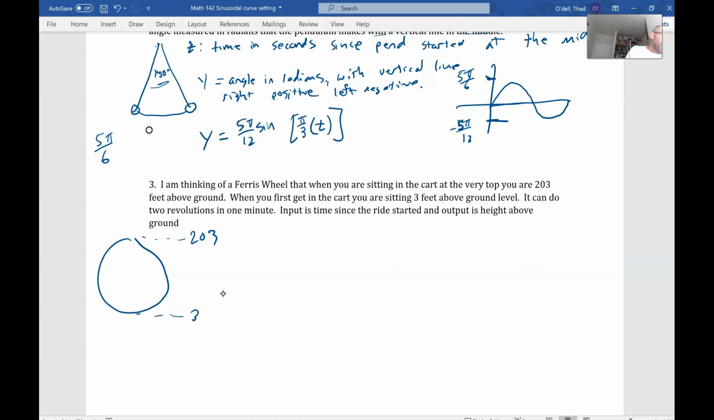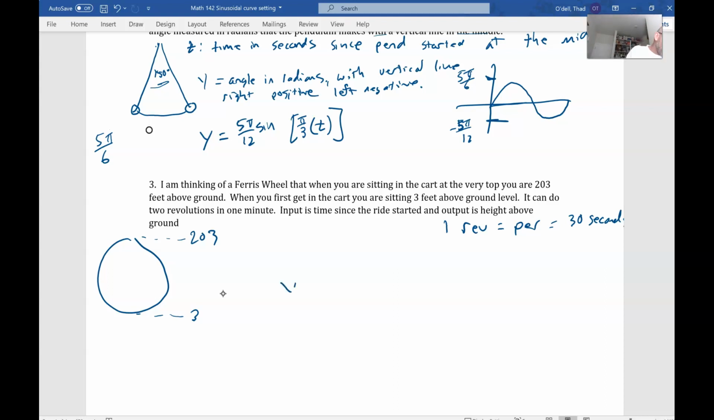So that's 3. It can do 2 revolutions in 1 minute. That means 1 revolution in half a minute. So one revolution is the same thing as period, right? So that means my period is 30 seconds. Right?